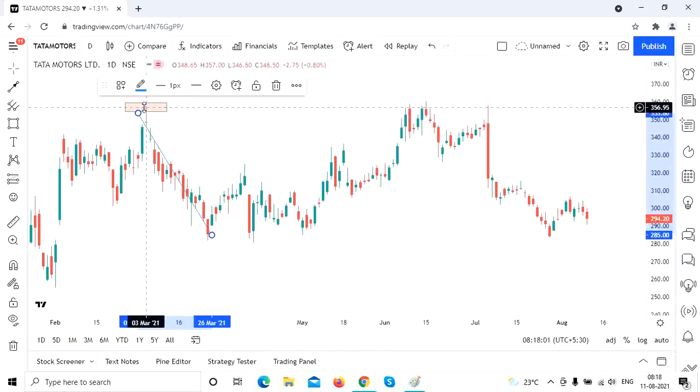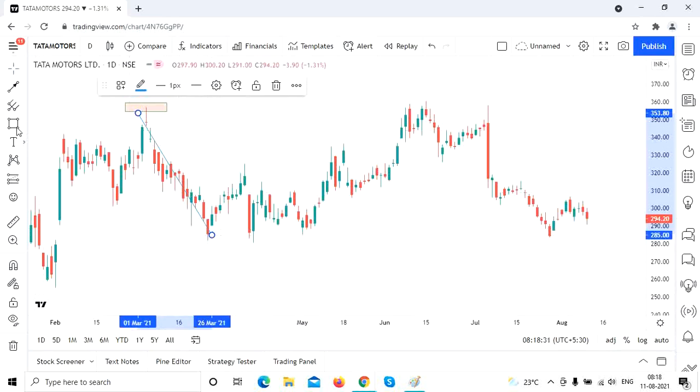So now what have you identified? You have identified that Tata Motors has fallen from the 350 to 360 level. You have identified a zone of resistance, a zone of supply, or the territory where the bears are stronger. So price has gone down from that level, and after falling, Tata Motors has found a support near the 280 zone.